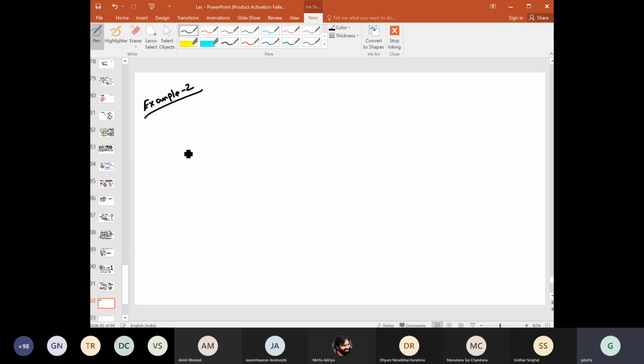Suppose we have a first two-input NAND gate, and the size I'm writing inside it is 8. This input is A, and this is driving a 3-input NAND gate of size X. Now you understand what I mean by this size, right?